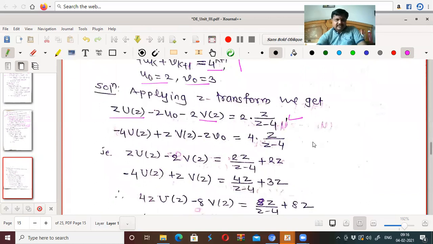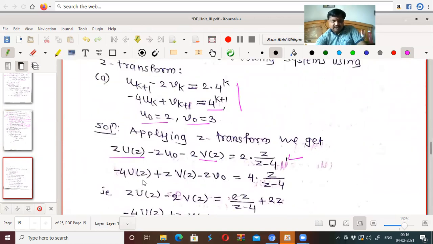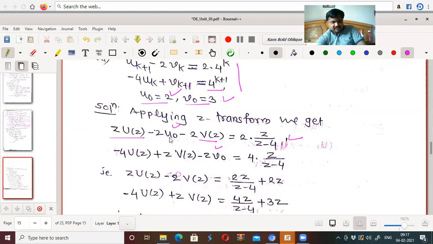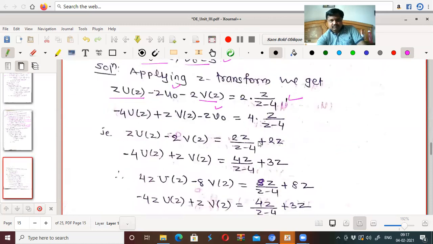Similarly, by applying the z transform to the second, you will get minus 4 times U of z plus the z transform of v k plus 1, which is z into V of z minus z into v0, equal to 4 times z upon z minus 1. Now apply u0 equal to 2 and v0 equal to 3 here. You will get z into U of z minus 2 into V of z equal to 2z upon z minus 4 plus 2 into z, 2z. Similarly, minus 4 U of z plus z into V of z equal to 4z upon z minus 4 plus 3z, which is the right hand side.